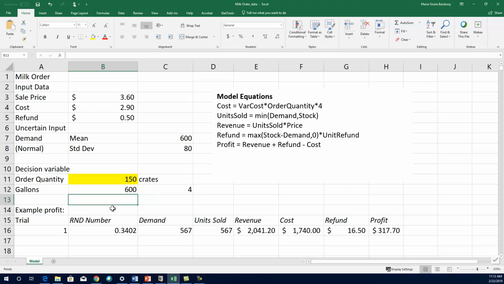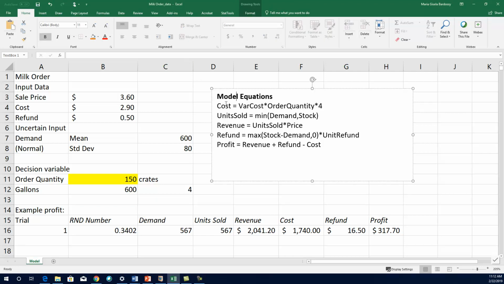Now I'm ready to build the model, and the model is going to capture the interaction between all those inputs, and my final output is the profit. That's the main thing I'm interested in. I want to know what is going to be the profit if she decides to order 150 crates per week. So here on the right, I have some of the equations I'm going to be using.